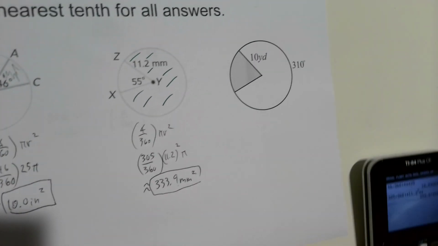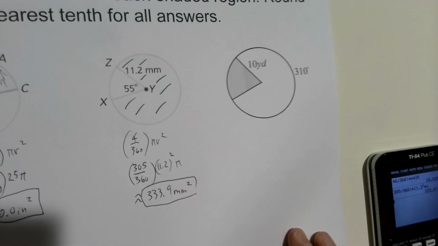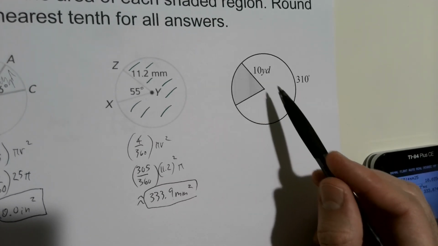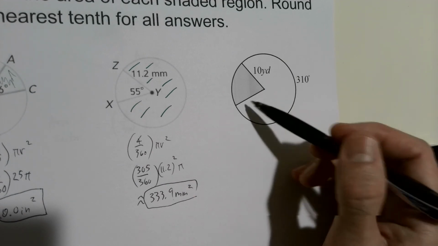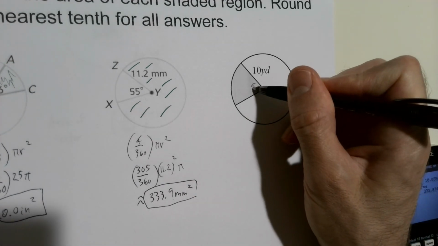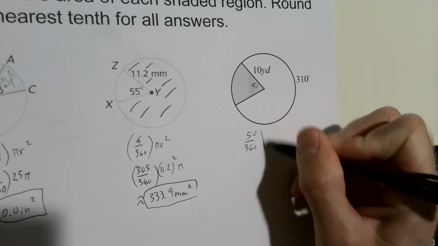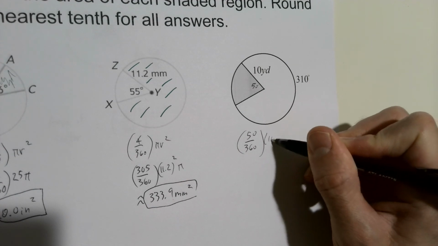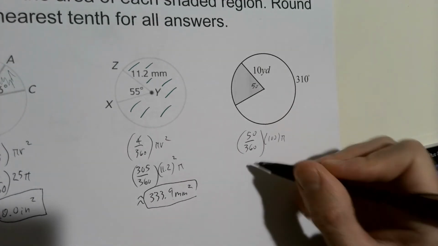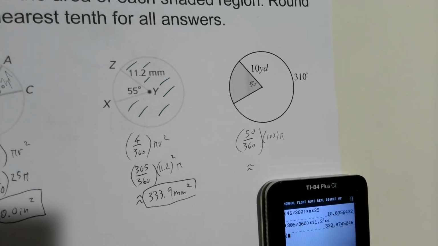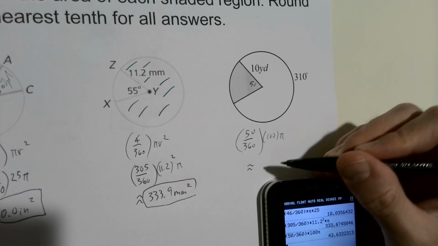And then the last one here, we've got a radius of 10. They told us this rotation was 310. So if it's the shaded part we're looking for, well, that's going to be 50 degrees. Same old, same old. So 50 over 360 times 100 pi, which is about 43.6.